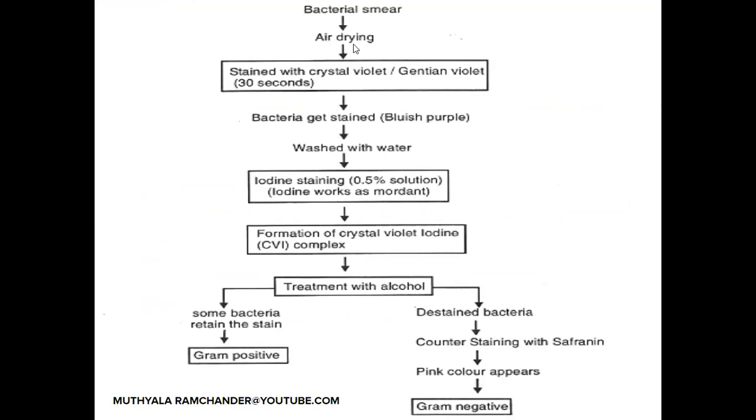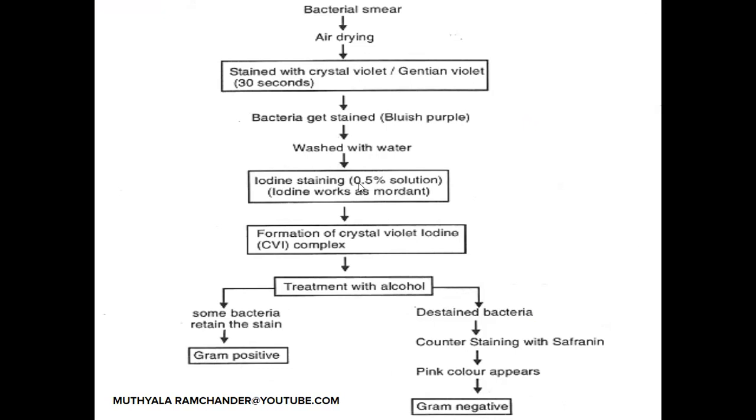called air drying. After air drying, after bacterial smear preparation, it is stained with crystal violet or gentian violet for 30 seconds. Later, the bacteria get stained bluish purple. When we add crystal violet or gentian violet to the bacterial smear, it turns bluish purple. Later, the bluish purple bacterial smear is washed with water and stained with iodine.